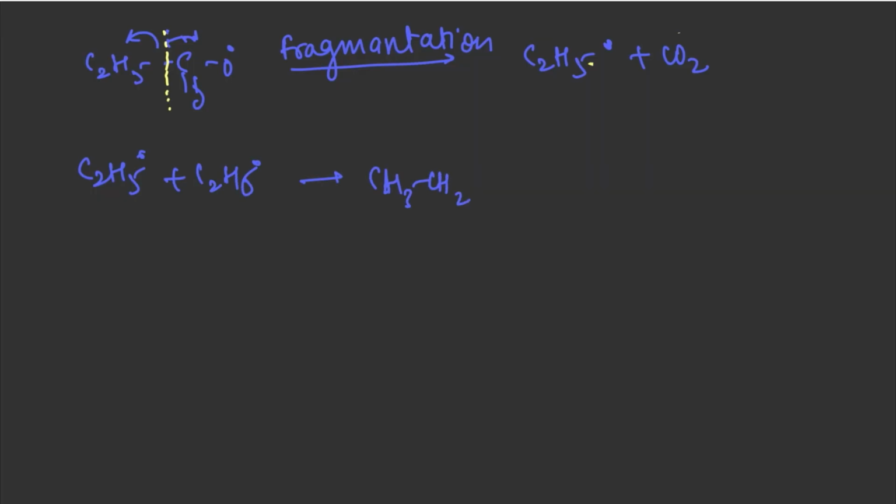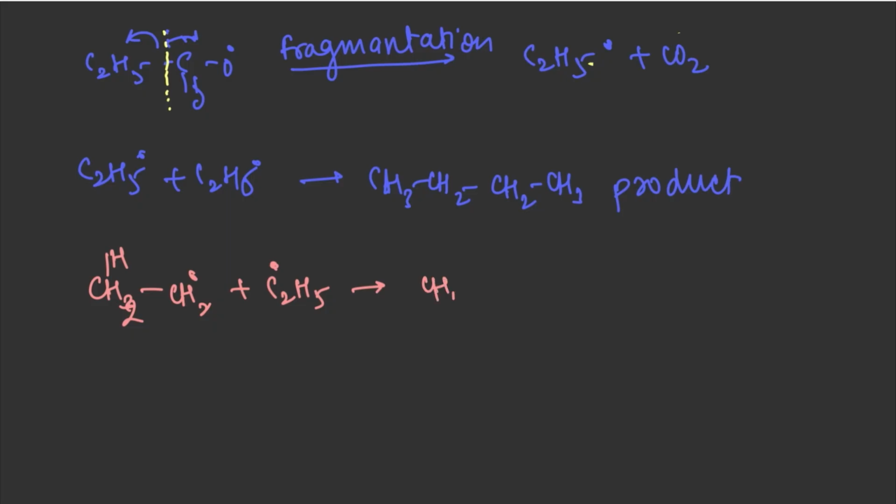It forms CH3CH2CH2CH3, the product. But as we know, it is a free radical that can also give a minor product, which is our disproportionation product. We have a CH3CH2 free radical which reacts with another C2H5 free radical, and it forms CH3CH3 plus CH2=CH2, which is a minor product. So the disproportionation reaction takes place. The hydrogen goes over and forms a minor product.